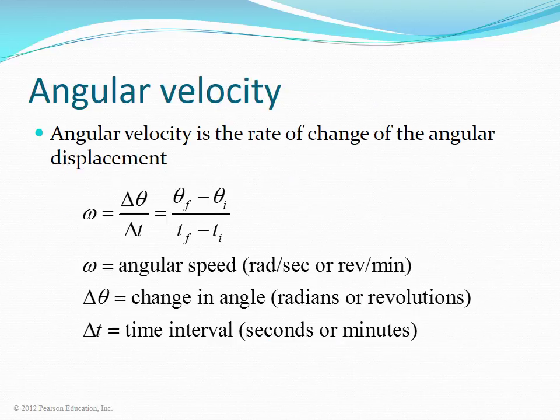The angular velocity, or the angular speed, is defined as the rate of change of the angular displacement. It is the angular displacement divided by the time interval. It is given the symbol, the Greek letter omega.